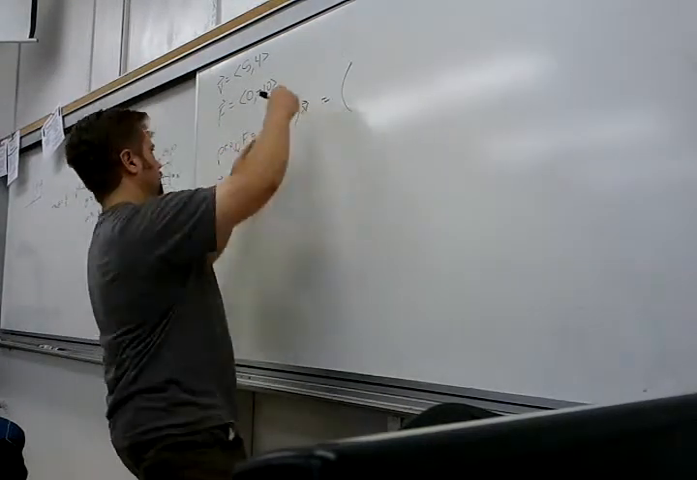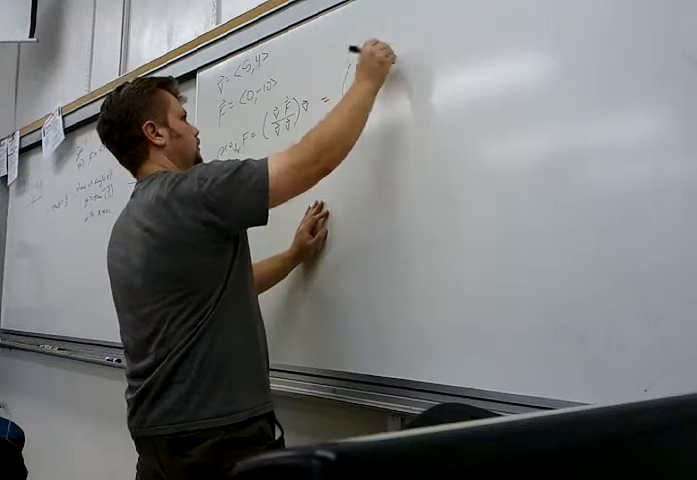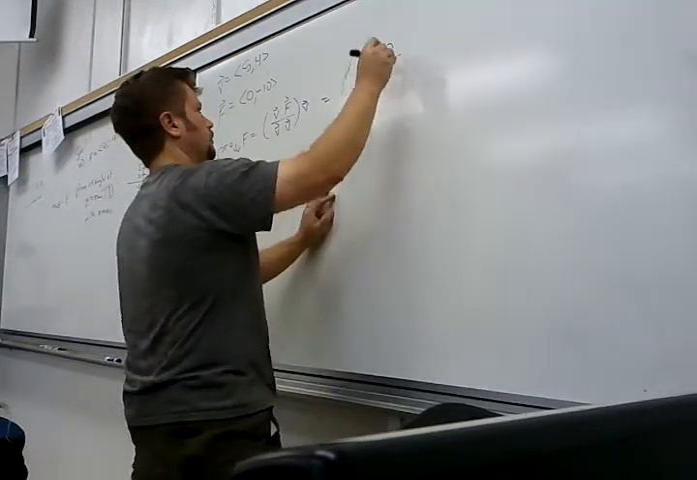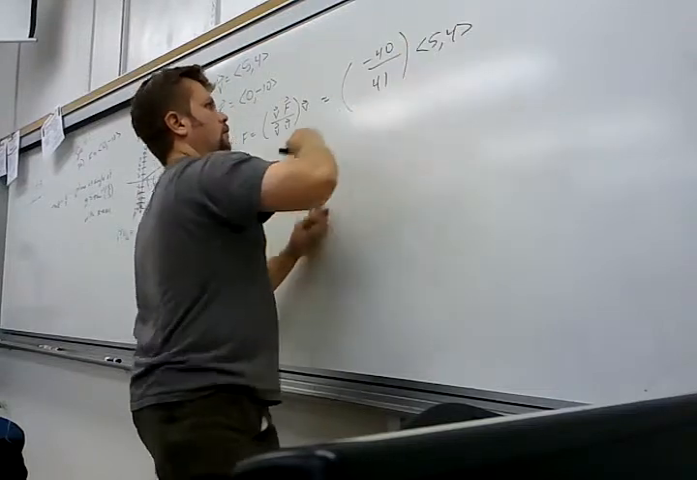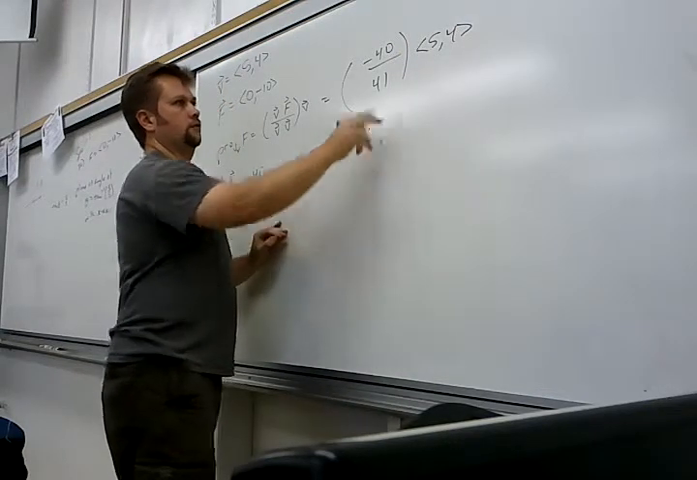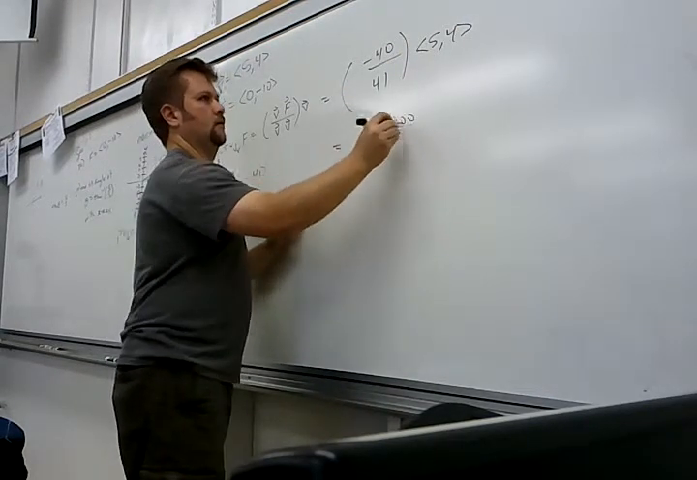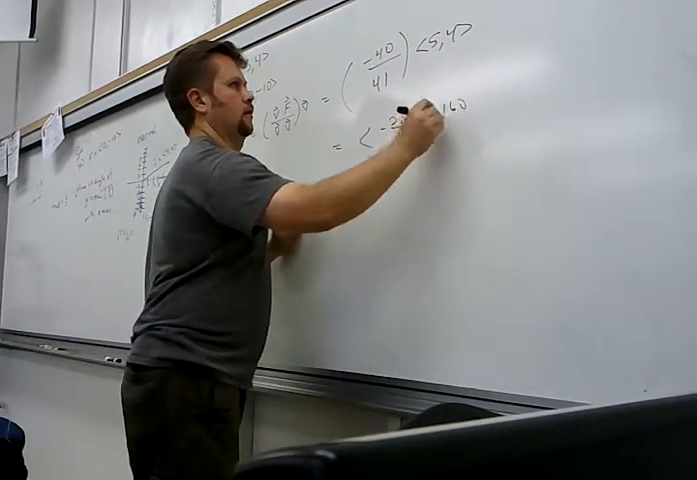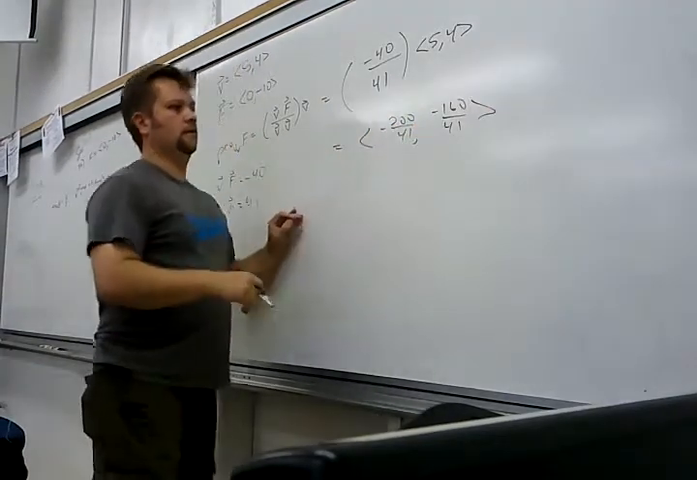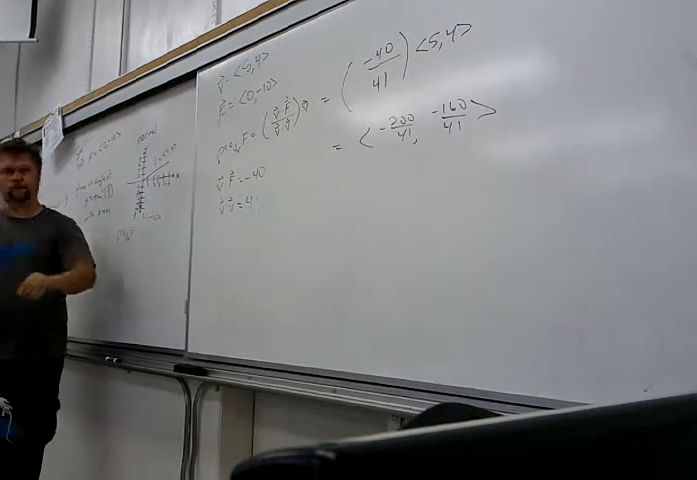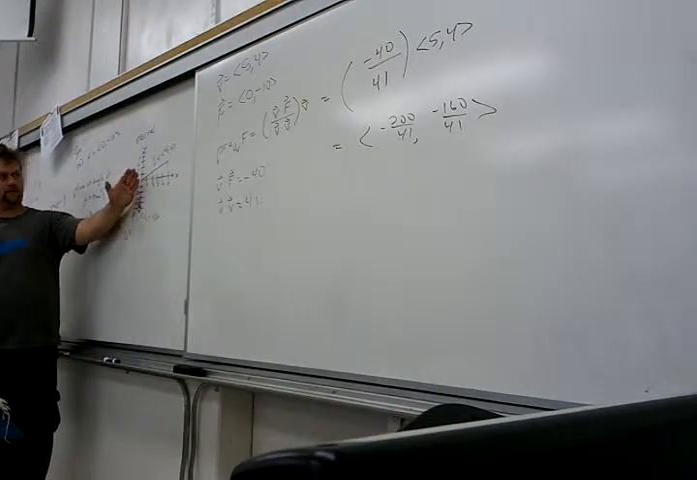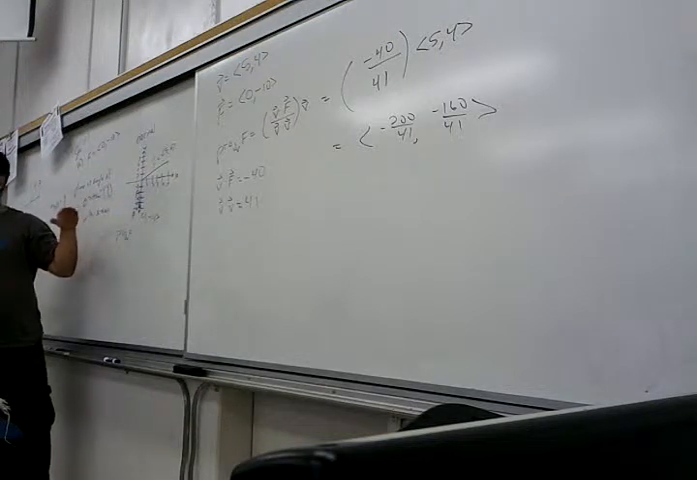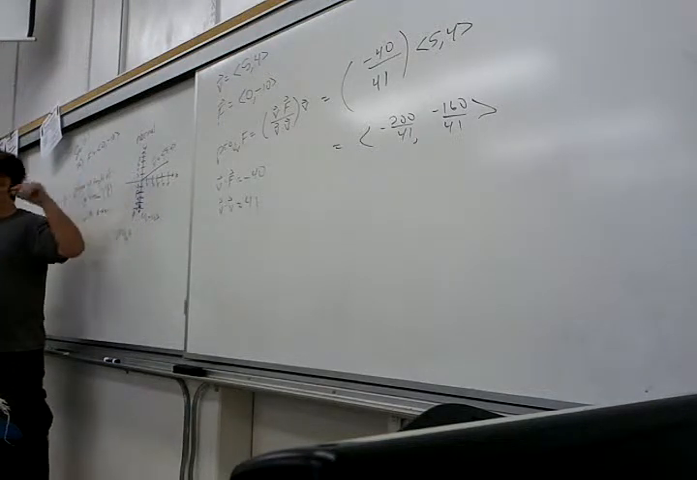So v dot f was negative 40. v dot v was 41. v was 5, 4. Why does it make sense that it's negative? It's going the other way. Yeah, because the projection would be in the opposite direction. I love it. So it'd be a negative answer back here.